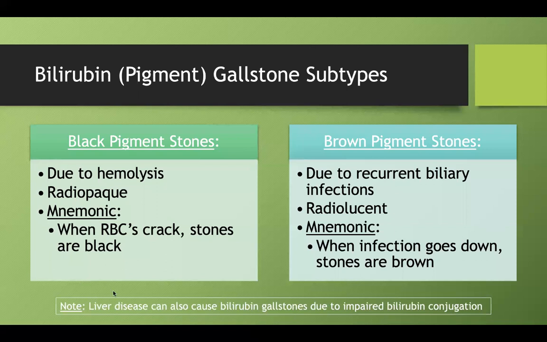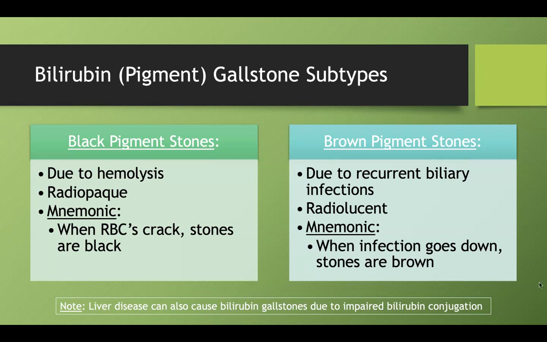Another thing I just added here at the bottom, you don't need to know this for Step 1, but liver disease can also cause bilirubin gallstones due to impaired conjugation. That should make some sense intuitively. If you can't conjugate it, then some more unconjugated bilirubin can get in there. But it actually forms a mixture of brown and black stones. And it's a little bit more complicated than that.